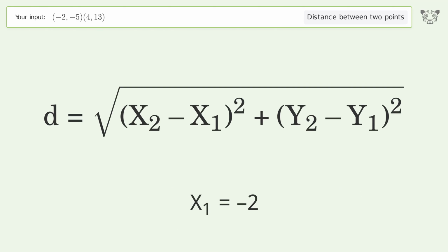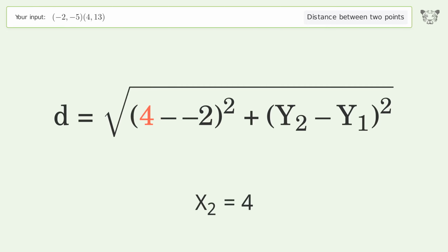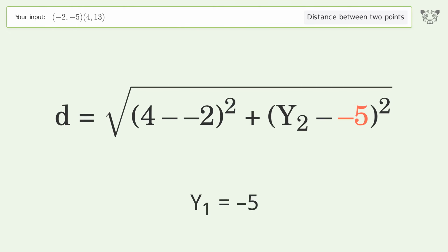x1 equals -2. x2 equals 4. y1 equals -5. y2 equals 13.